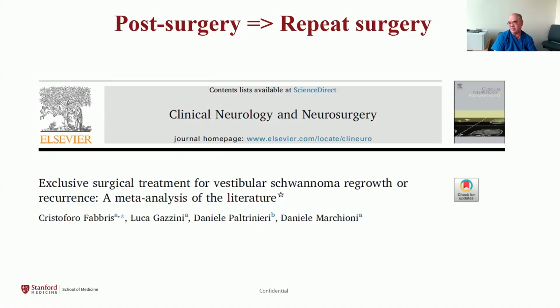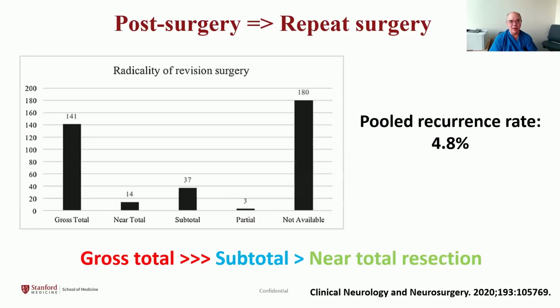what's called a meta-analysis of literature. So it took an aggregate of all the data in the medical literature about doing a second surgery after you've had a first surgery for your acoustic neuroma. And what we saw with the second surgery is that, at least among the patients that reported the results, the gross total resection was almost 80% of the patients, the data that actually reported how much of the tumor was resected.